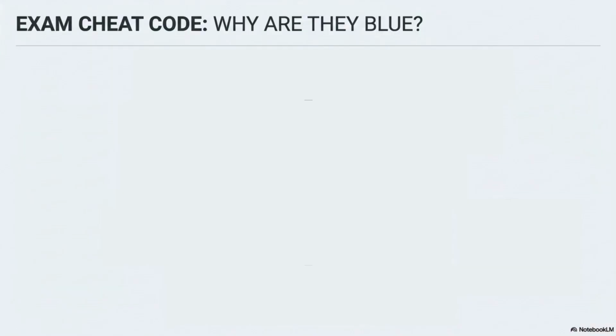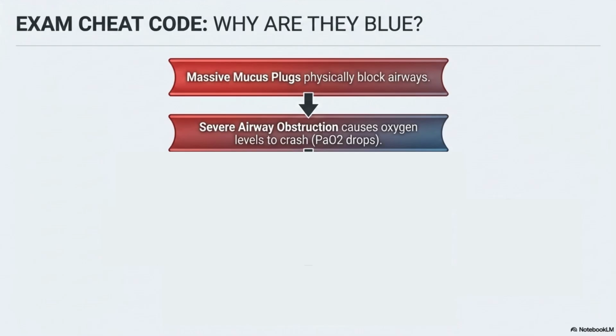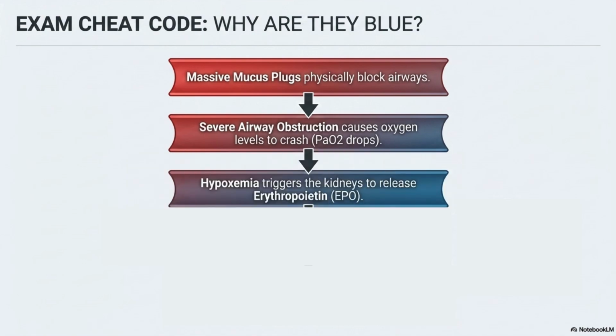Now for a high-yield exam cheat code. Why are they blue? Let's track the sequence. First, massive mucus plugs physically block the airways. This severe airway obstruction causes oxygen levels to crash, meaning the PaO2 drops. This hypoxemia triggers the kidneys to release erythropoietin or EPO.